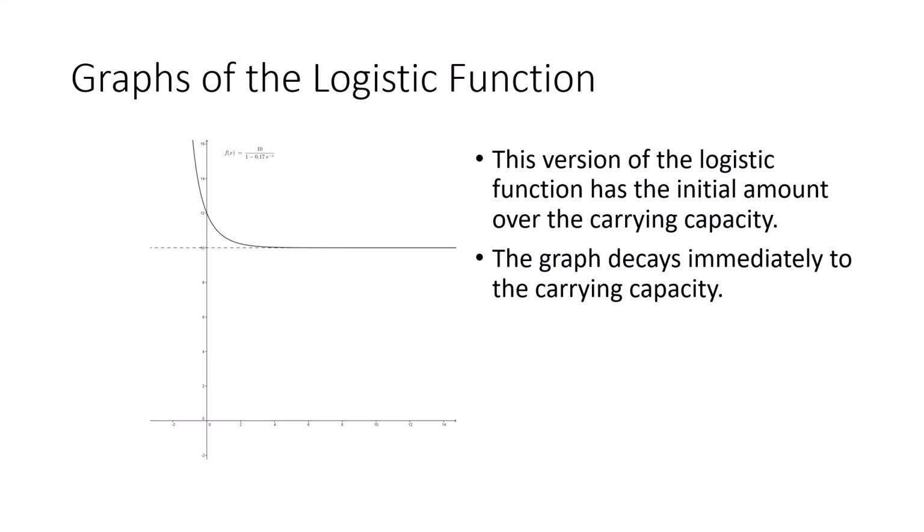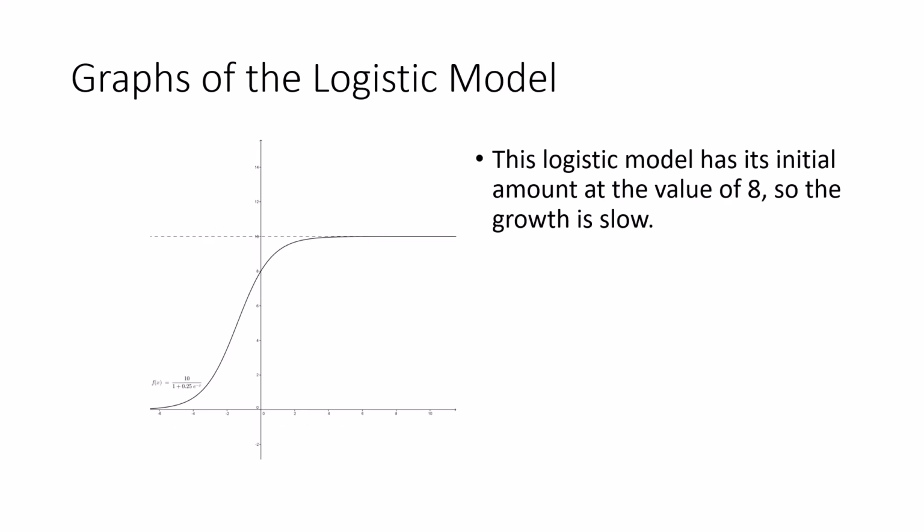But here is an example of a logistic curve that actually began above its carrying capacity. And when that occurs, we can see that the graph decays immediately toward that carrying capacity. Here's another example of a logistic curve, but this time the initial amount was 8. That means that when I start my clock at t equals 0, the curve has already taken up a lot of the environmental space. So there's not a whole lot of growth left to occur, and that's why the growth rate is pretty slow.